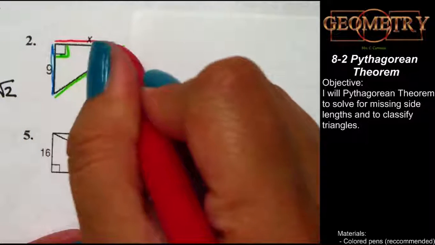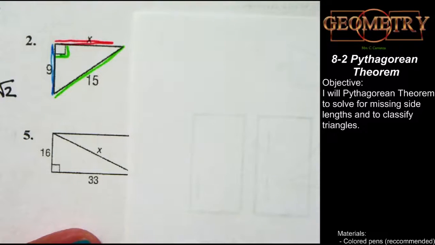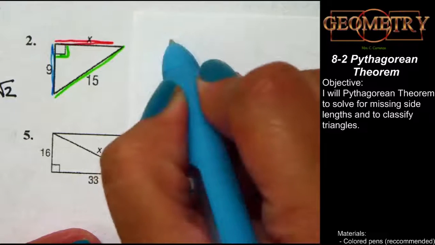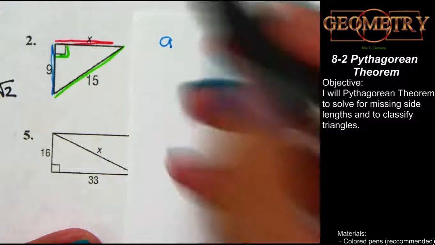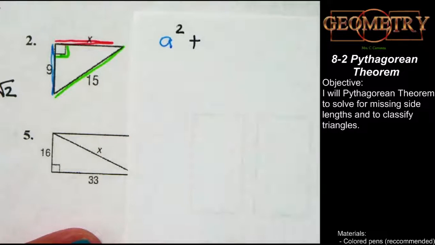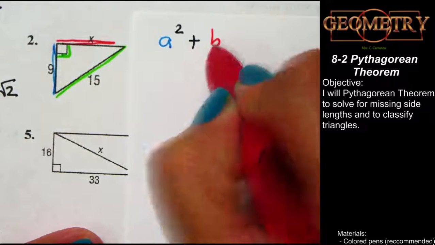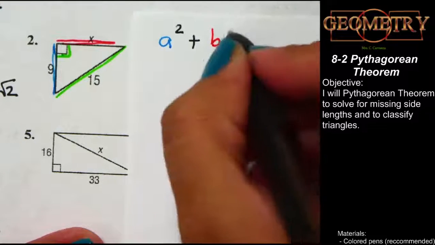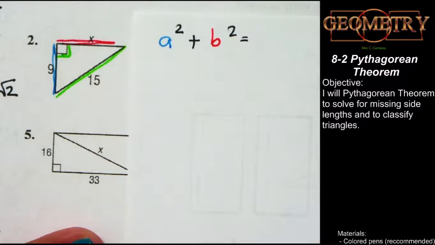Again, it doesn't matter which side you pick to be A and which side you pick to be B, so long as you make a choice. Here is my Pythagorean theorem. I'm going to go ahead and color code it for you this time so it's a little easier for you to see where I'm substituting in.